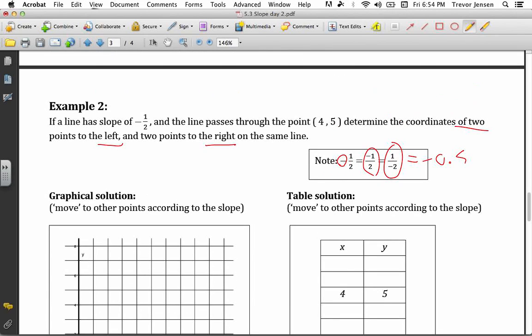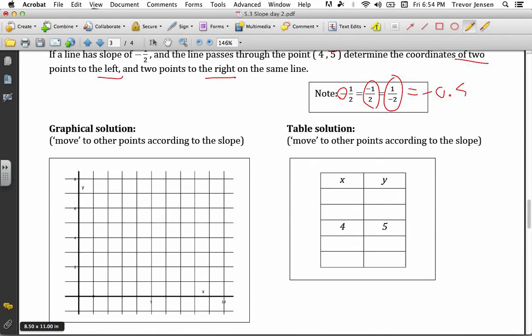And remember, a coordinate is an x, y coordinate. So let's plot this point at (4, 5). 1, 2, 3, 4, 1, 2, 3, 4, 5. Okay, there's my starting point. So I'll start by using the slope of negative 1 over 2. That means it has a rise of negative 1, so go down 1, and then a run of positive 2, so go right 2. So there's my next point. The coordinates of that point: x coordinate is 6, y coordinate is 1, 2, 3, 4.